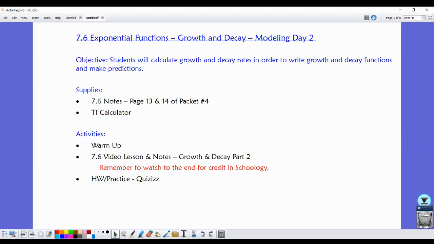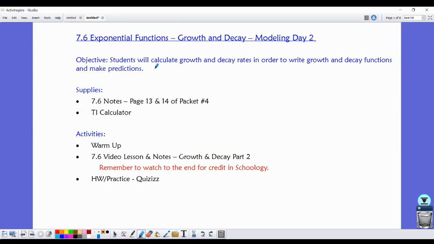Our last lesson was lesson 7.5, where you learned the beginning of growth and decay exponential functions, and you did some modeling. Well, we're going to go ahead and continue working with that. And at the end of Mrs. McCarthy's lesson, she alluded to what we would be doing in this lesson. So let's take a look real quick at our objective.